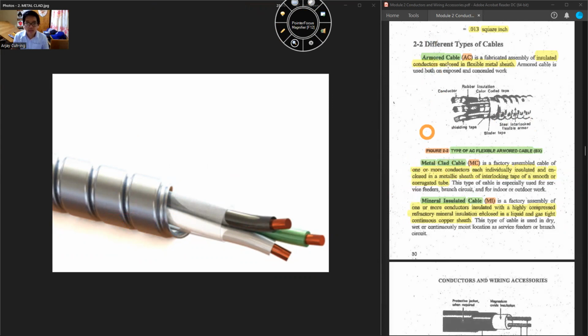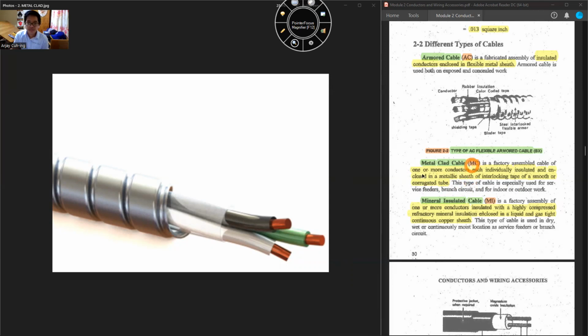Maybe the main difference between them is what they are used for. Metal clad cable is used for service feeders and branch circuits. Service feeders are the power supply from Beneco, the wire that comes from the pole and enters our house. Branch circuits are a lower version of the service feeder. The service feeder branches off toward the different appliances, and the circuit or wiring that carries it is the branch circuit.